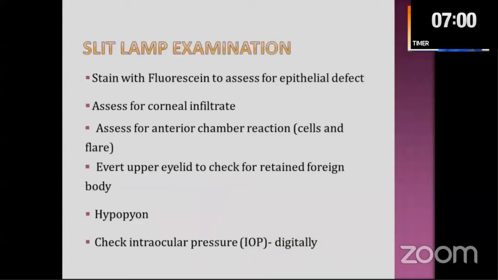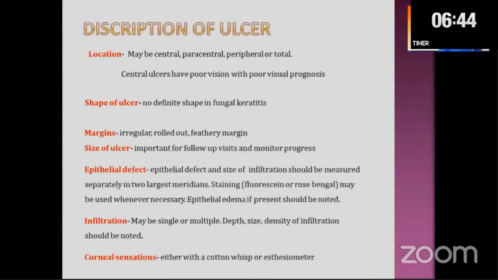Coming to the slit lamp examination of a fungal keratitis, the first thing is to stain with fluorescein to assess the epithelial defect, and we have to assess the corneal infiltrate, assess for the anterior chamber reaction, evert the upper eyelid to check for a retained foreign body, look for the hypopyon, and check the intraocular pressure digitally. Every keratitis we have to describe, and the ulcer has to be noted periodically.